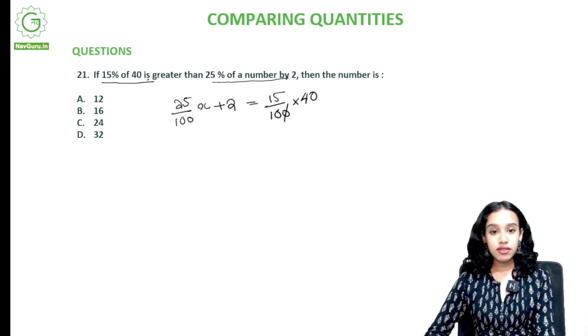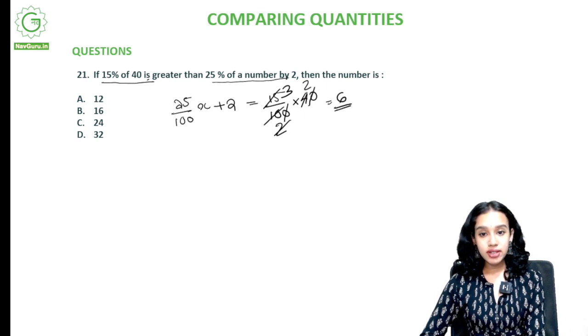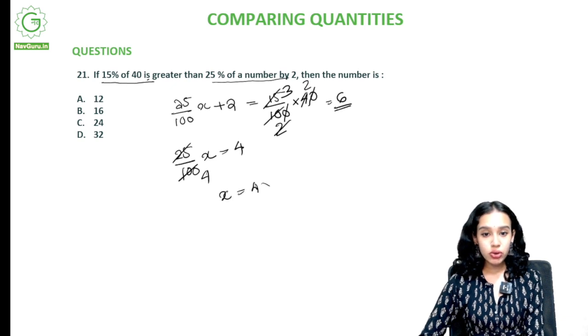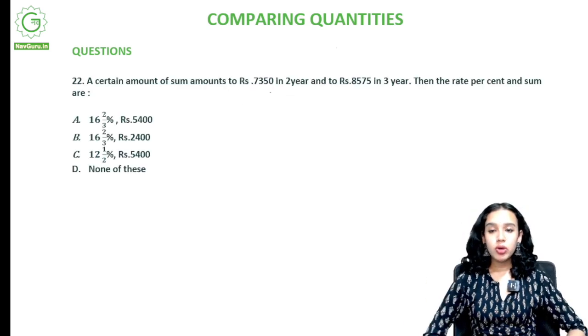Let's solve this. We have 0 and 0 cancelled out, and we cut 5 from both of the places. We get 2 and 3. We get 12, 2 and 2 here. We get 6 here, right? So 25 by 100 x is equal to 6 minus 2 is 4. So 25 by 100, again, this is 1 by 4, and x is equal to 4 into 4, that is equal to 16. So we get the answer as 16 here. So let's move on to the next question.